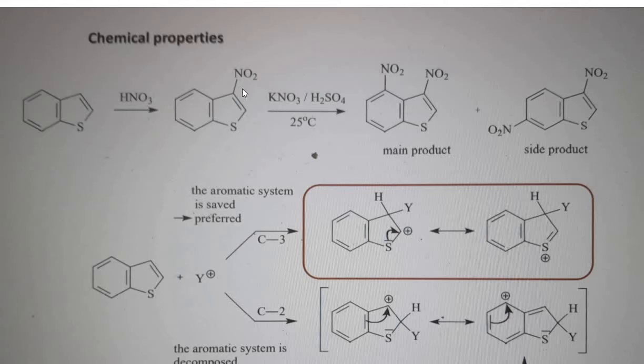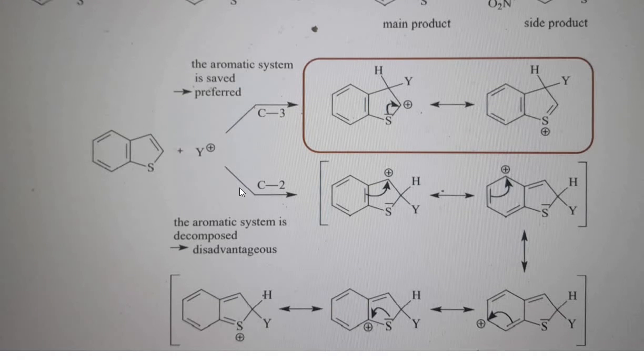So nitration: you can see this is the 1st, 2nd, 3rd position, main product and side product. The aromatic system is preferred here. So carbon 2 attack and carbon 3 attack. This is 1, 2, 3. This is the 2 carbon or this is the 3 carbon. If this Y plus, the electrophile, attacks here, then this is the 2 form. If it is attached here, then this is the 3 form.